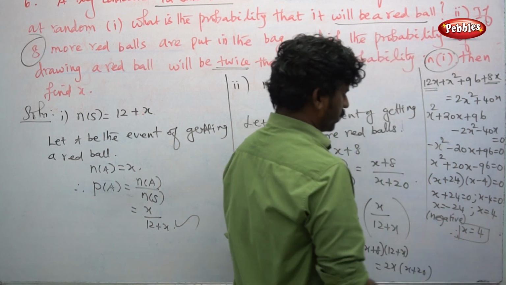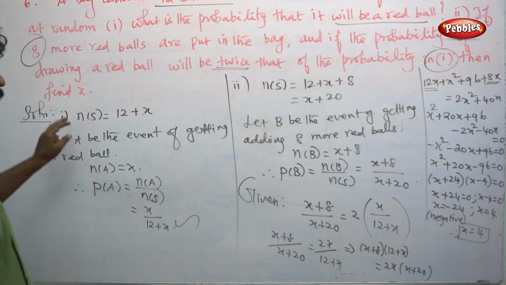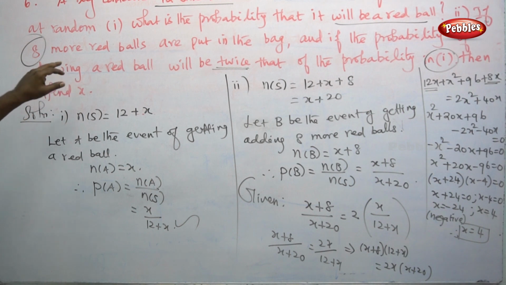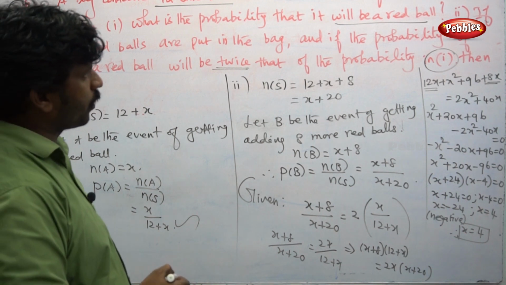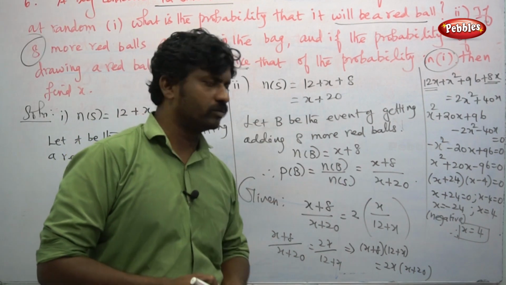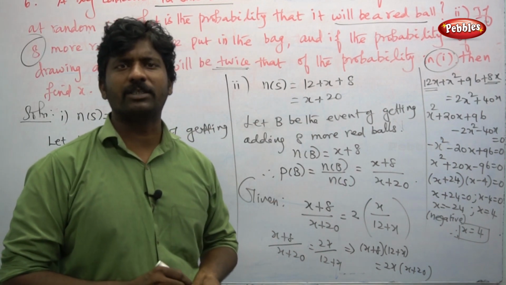So this is the question. என்ன கேட்குறாங்க? Find the x value. If 8 more red balls are put in the bag and if the probability of drawing a red ball will be twice the probability in 1, find the x value. புரியுதுங்களா? இப்போ next problem பார்க்கலாம்.